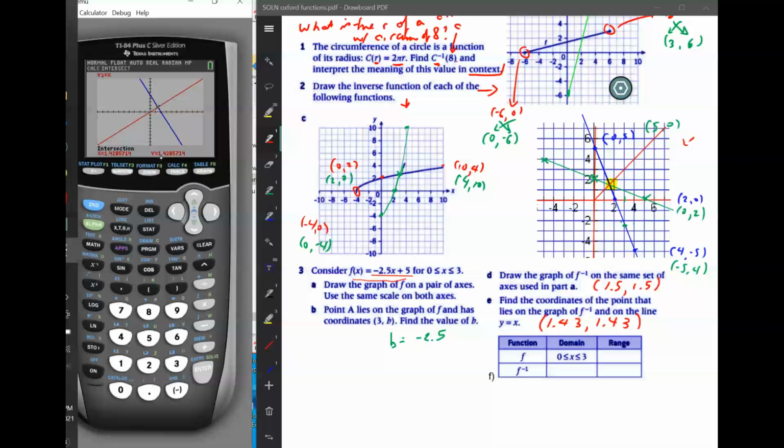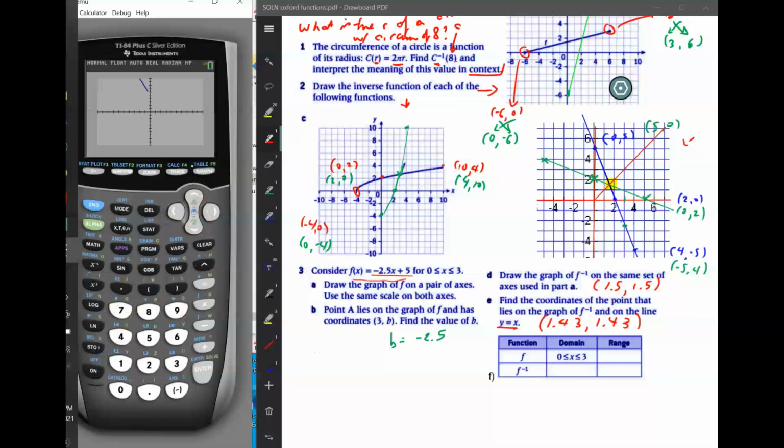So either method is fine. You could use the table and just change the step size, or you could just put in the function y equals x and then do second calc intersect. Second calc intersect is faster, isn't it? Just to tell you how to get your table back to normal after you've changed the step size to something so small, you could do second table set and then change your table start to 0 and change your delta table to 1. Okay, and then you're back to normal.